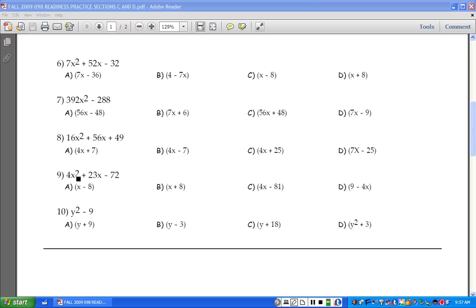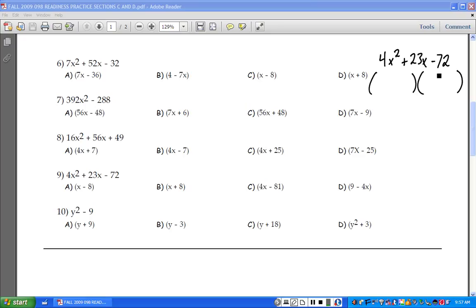I look at my variables. I have an x squared here. I have an x here. But no x's on the 72, so I can't pull out any variables. So once I check that, then I go to my setup. So I write my 4x squared plus 23x minus 72. Set up my two sets of binomials.